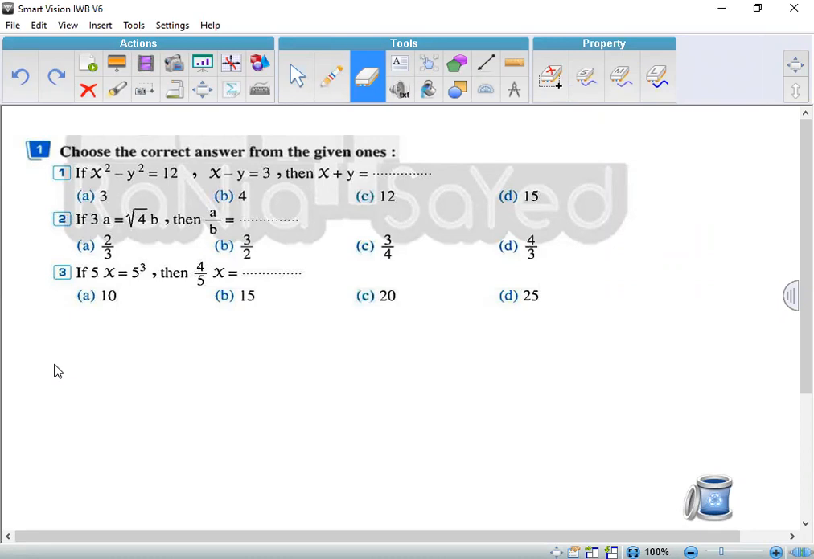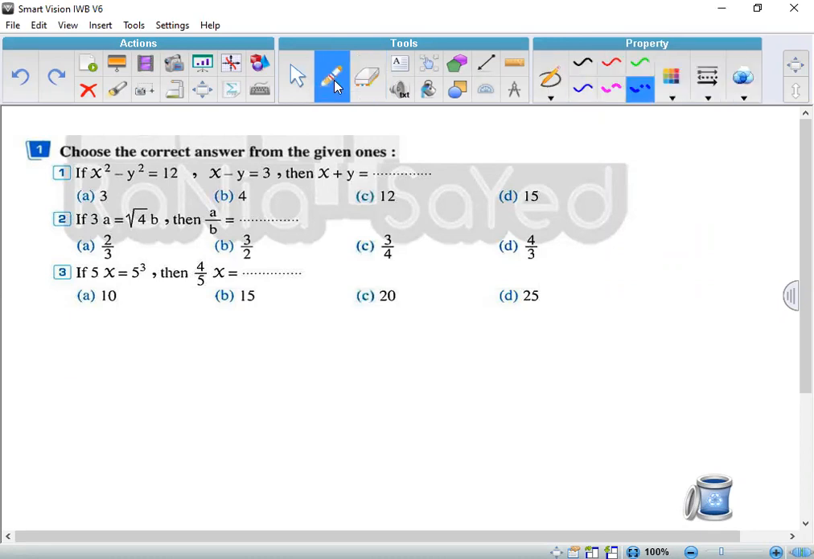Today we will take a model exam on algebra. The first problem, choose the correct answer from the given ones. If x power 2 minus y power 2 equals 12, x minus y equals 3, then x plus y equals? We know that x power 2 minus y power 2 equals 12.